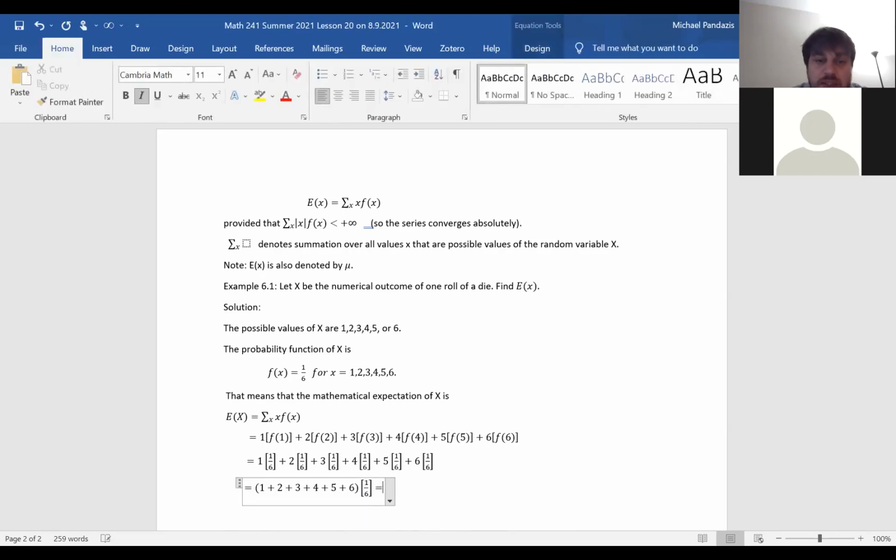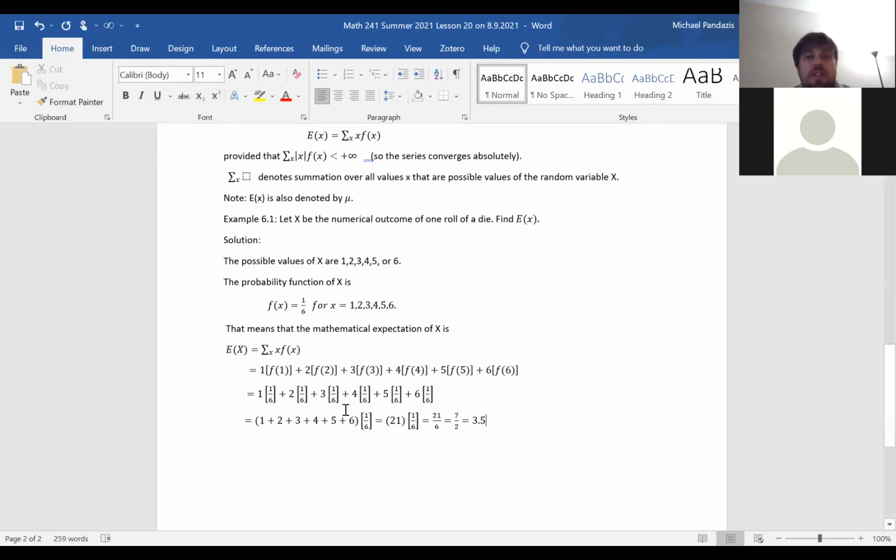Right? And so then that's equal to, well, the sum of numbers from 1 to 6 is 21. Okay. And so 21 times 1/6, and so that's equal to 21/6. And in simplest form, that's 7/2. And 7/2 in decimal is 3.5. So you expect the mathematical expectation of capital X in that example, in example 6.1, is 3.5.